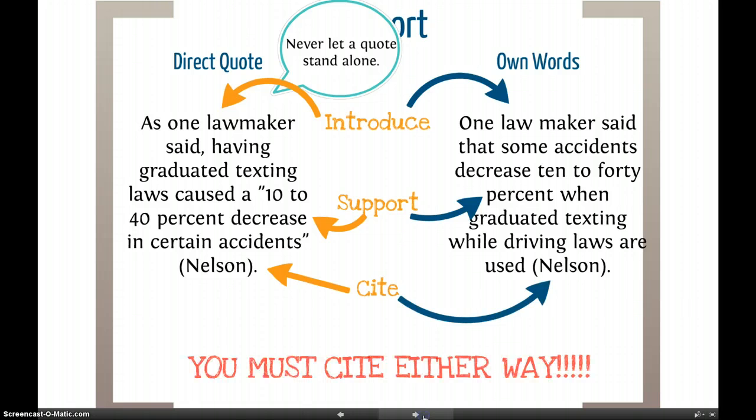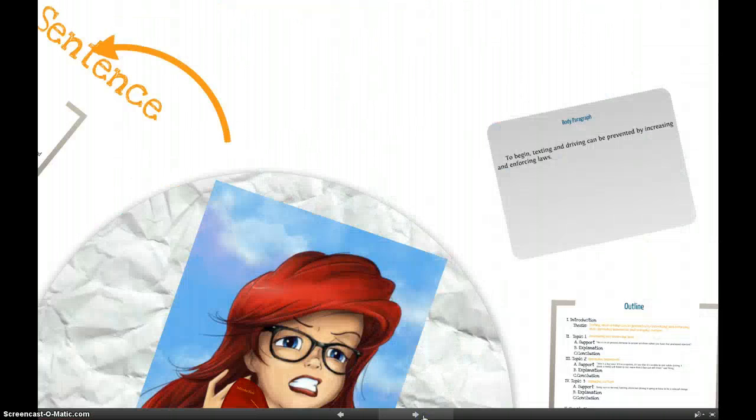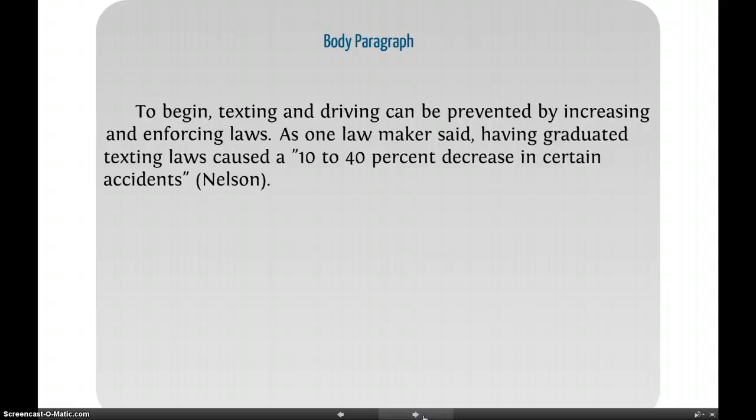Note that either way you must cite your information. Also, in both of these, the period goes after the in-text citation. So now we have, to begin, texting and driving can be prevented by increasing and enforcing laws. As one lawmaker said, having graduated texting laws caused a 10 to 40% decrease in certain accidents.